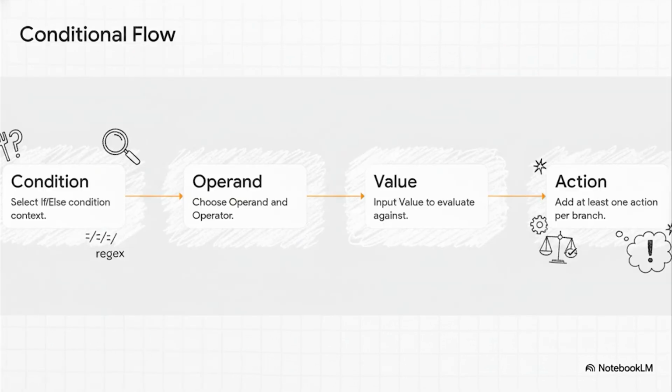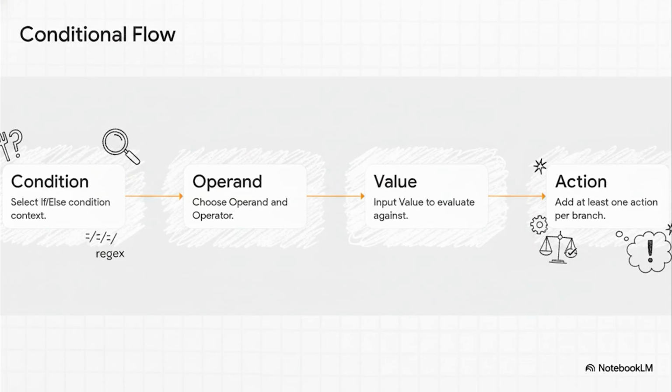For our first detailed walkthrough, let's really unpack the branch action. This is what allows your playbook to make logical decisions. It's like a giant logic puzzle. You start by selecting an if or else condition context. Then you choose an operand and an operator. Take special note here. The system absolutely supports regular expressions, or regex, for pattern matching.